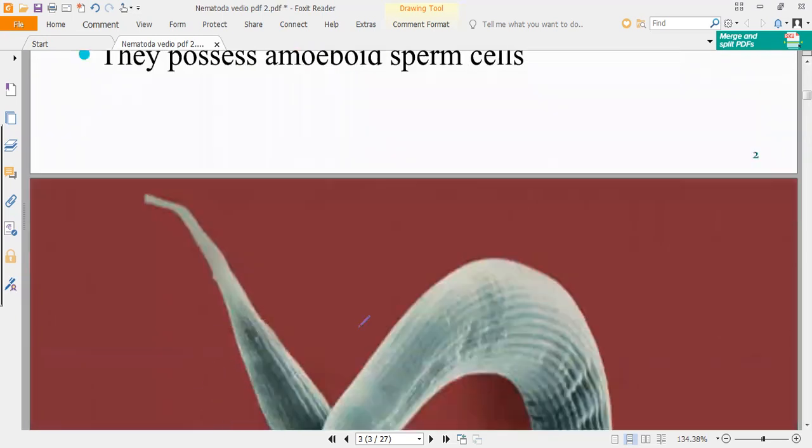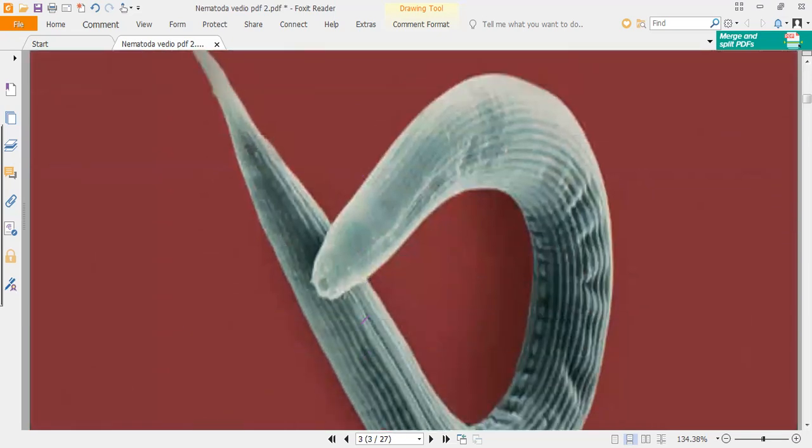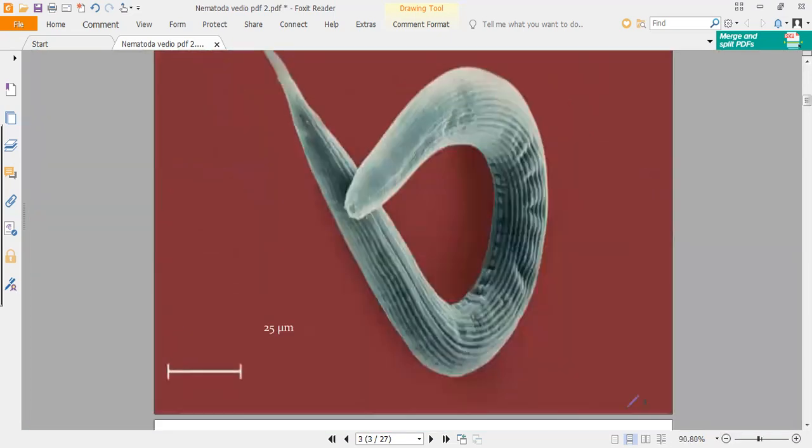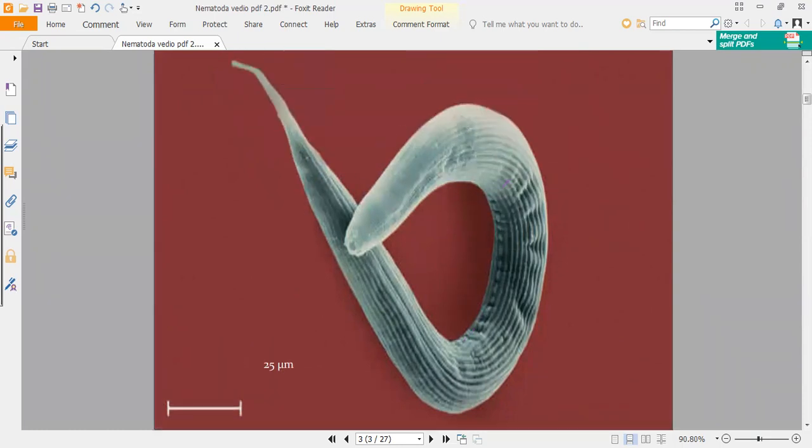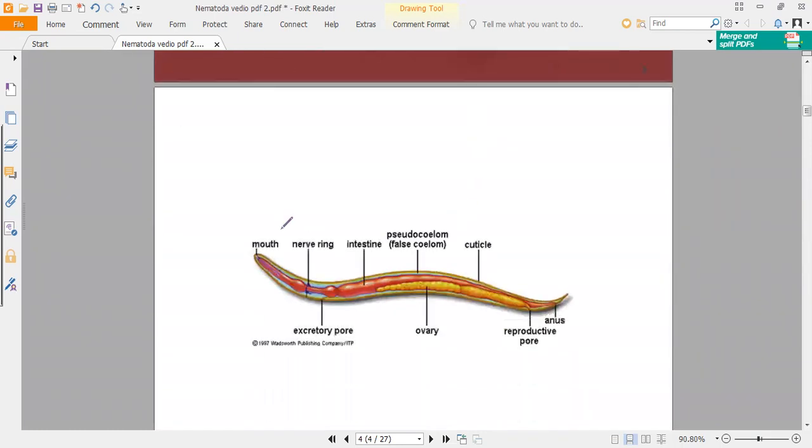The other thing is you can see this is the shape of the nematodes. This is a nematode or roundworm. You can see this one is the mouth, and there is the anus. And there is a reproductive pore, there is a cuticle, there is an ovary, this is the site of egg production. And the anus and the mouth are distinctive.